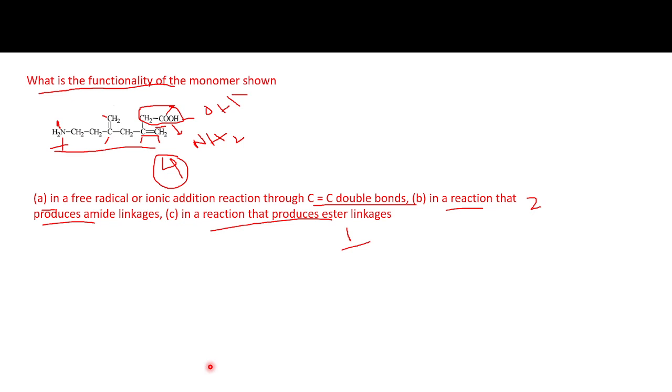Then we talked about functionality. Functionality for polymers means the number of probable positions where the polymer can grow. Like this double bond, there will be a total of 4 positions where the polymer can grow. So there is a functionality of 4 for this. For the amide, there will be 2 positions from which the amide can form, so there are 2 functionalities, and the ester may form only from this side. So the functionality of the ester linkage will be 1.